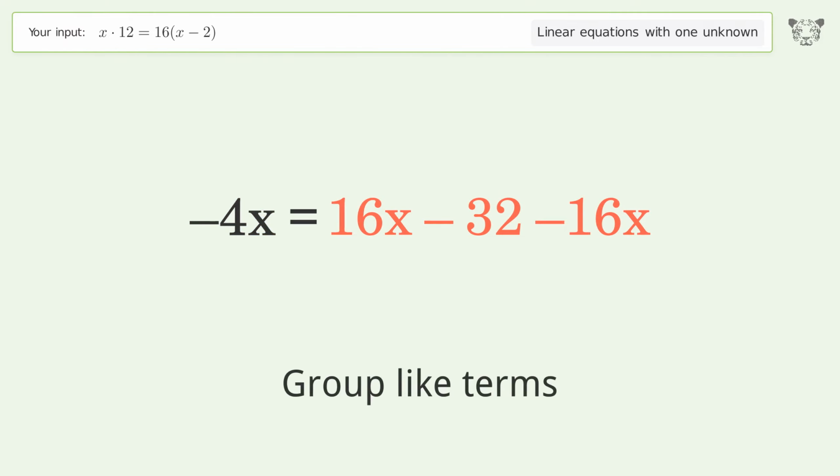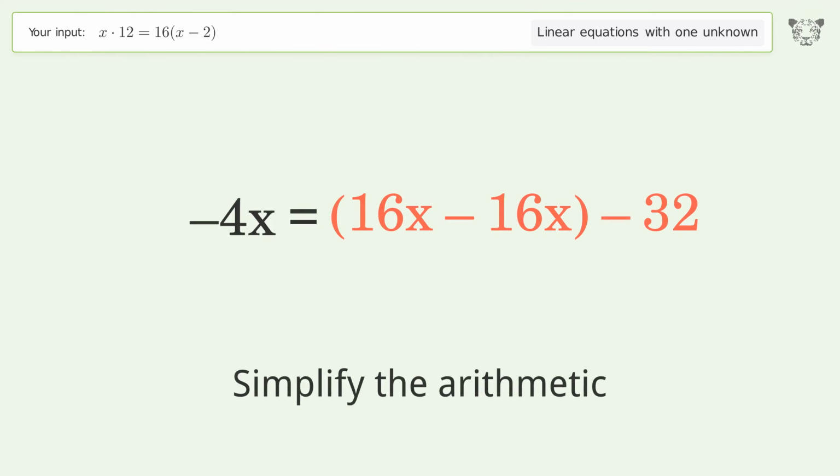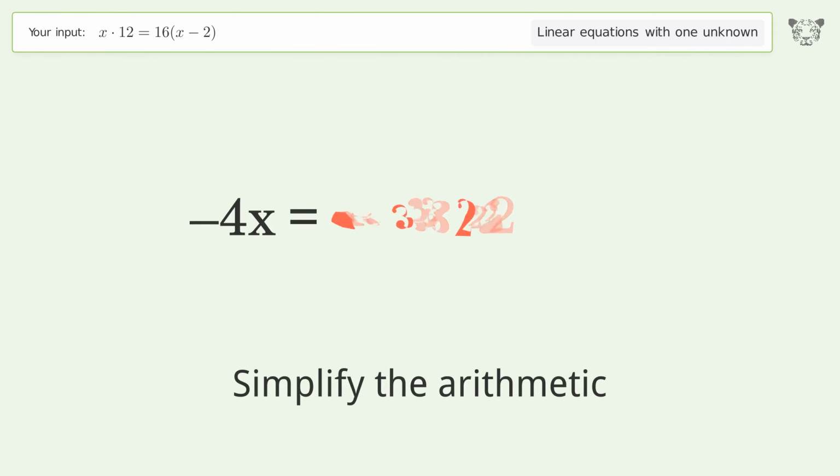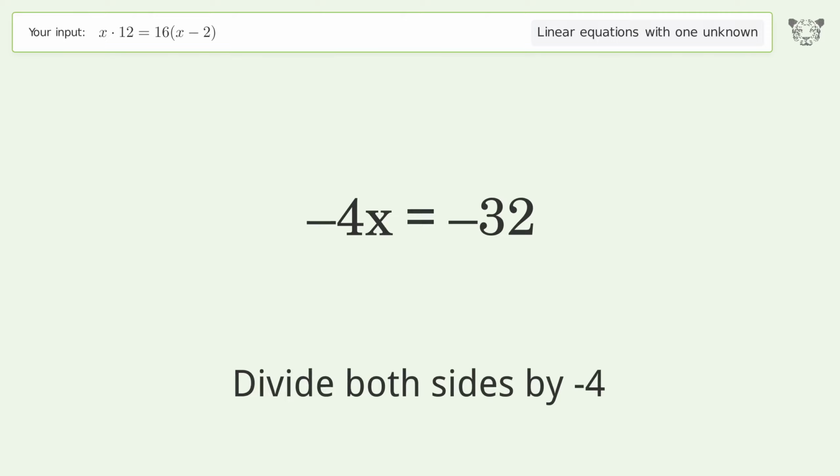Group like terms. Simplify the arithmetic. Isolate the x. Divide both sides by -4.